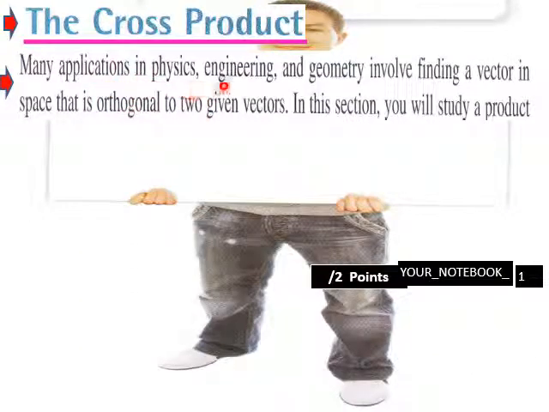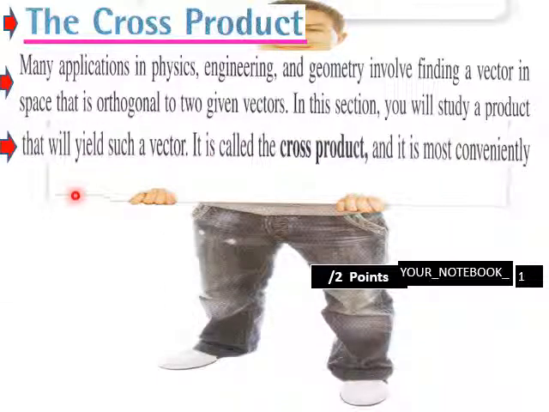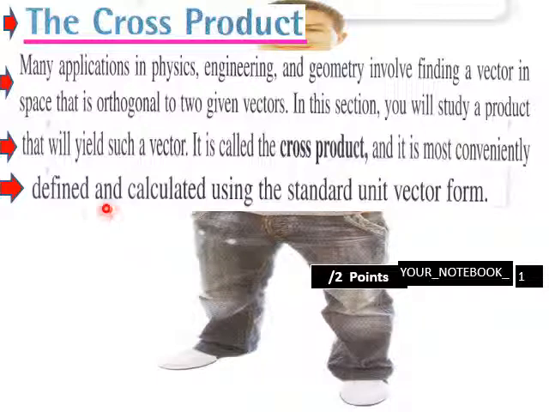Into today's lesson, we start right off here with the cross product. Many applications in physics, engineering, and geometry involve finding a vector that is orthogonal to two given vectors. In this section, you will study a product that will yield such a vector. It is called the cross product, and it is most conveniently defined and calculated using the standard unit vector form.